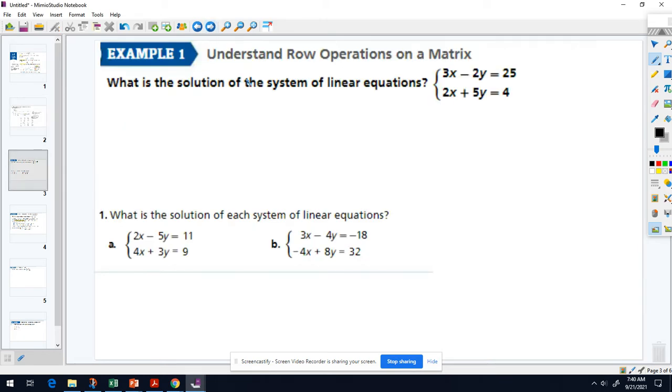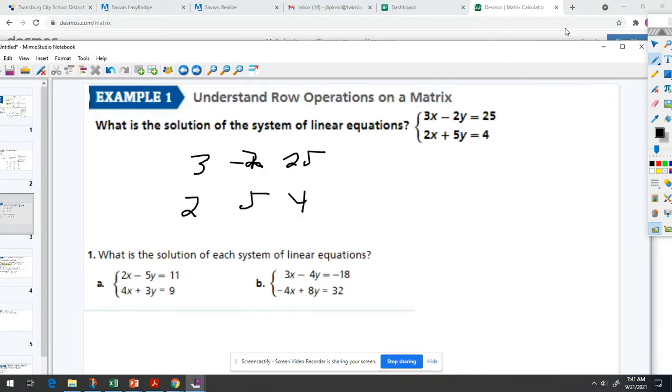Okay, so what is the solution of the system of linear equations? We have this problem right here, and we could definitely go into Desmos and graph this and find where the two lines intersect. But instead, we're going to set up a matrix. It's a 3, -2, 25, a 2, 5, and a 4. There we go.